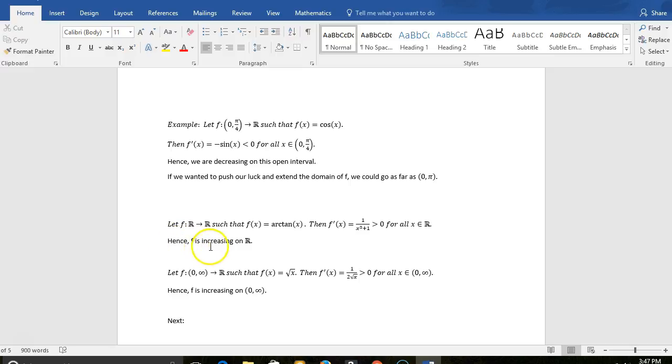But in this case, we're increasing because we rise. F prime is positive, so we're rising as we go. If you go left or right at all, anywhere, you're going to be going up. So we are increasing through all eternity. That's a really cool result to me. Oh well. So there's that.